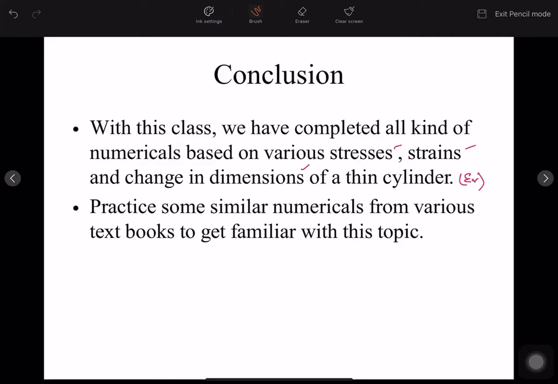So if we once revise from the first tutorial to this tutorial, in the first tutorial we have studied how we can define a thin cylinder. If t is less than or equal to 20 times of D, it is the basic definition of a thin cylinder. If t is greater than or equal to 20 times of D, it is a thick cylinder.